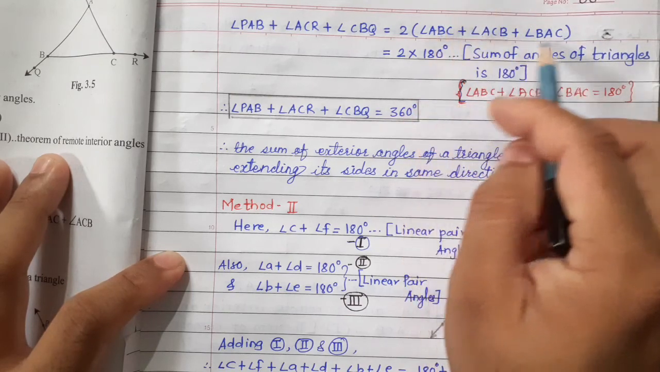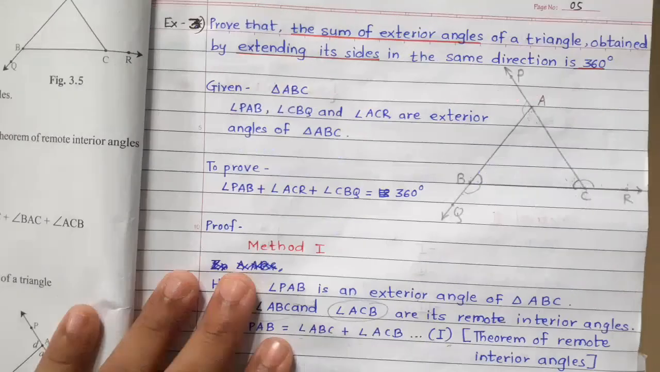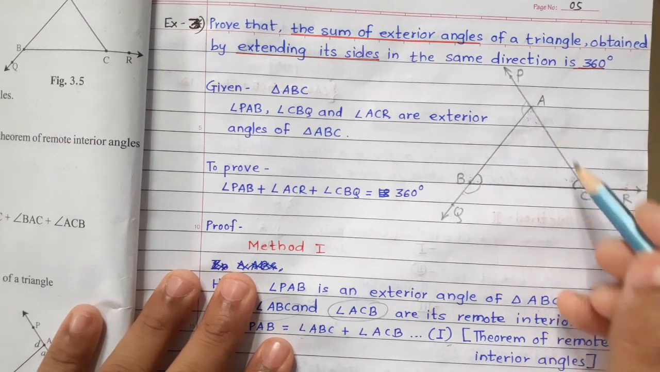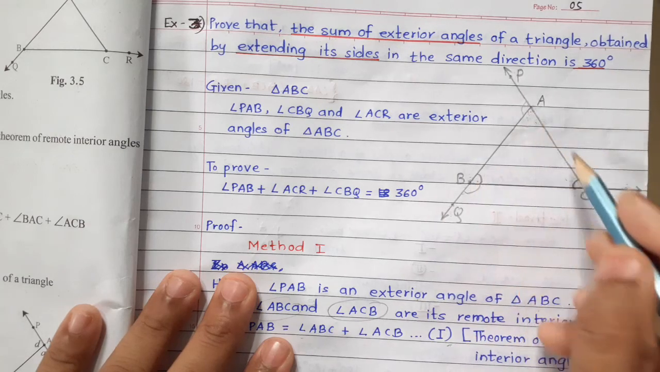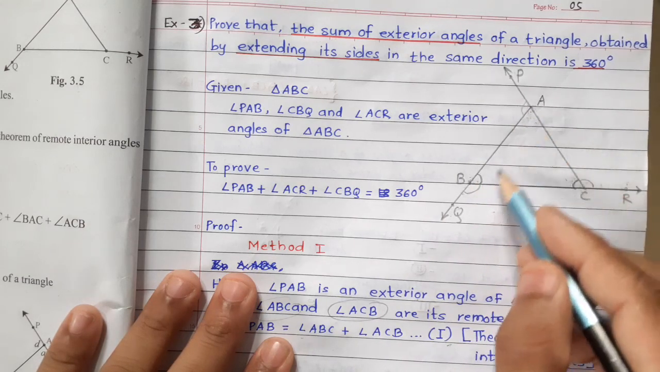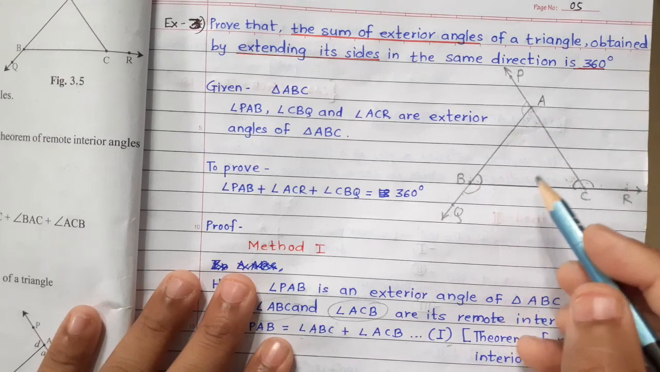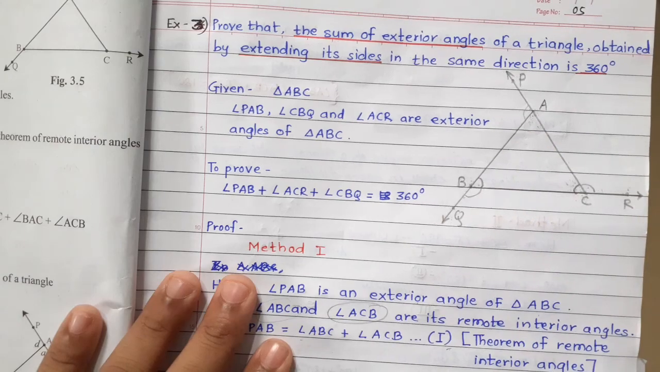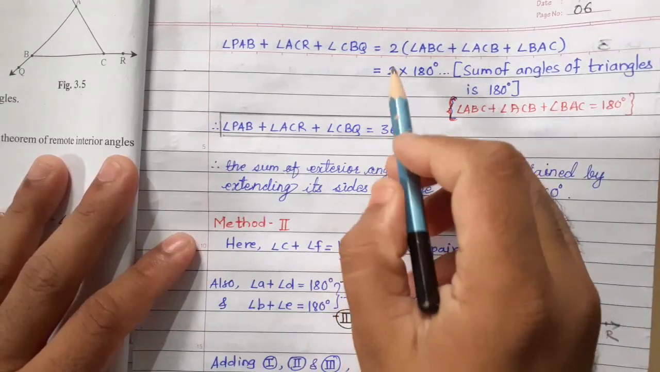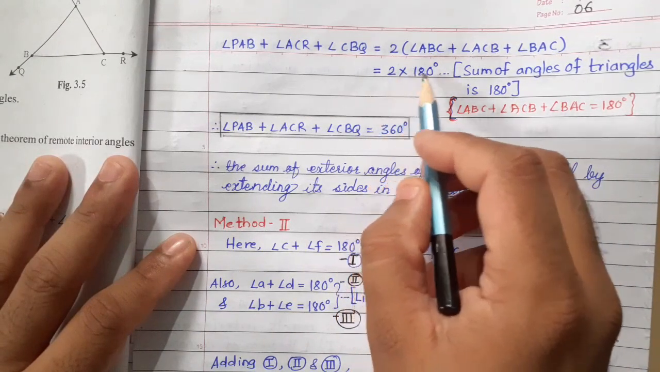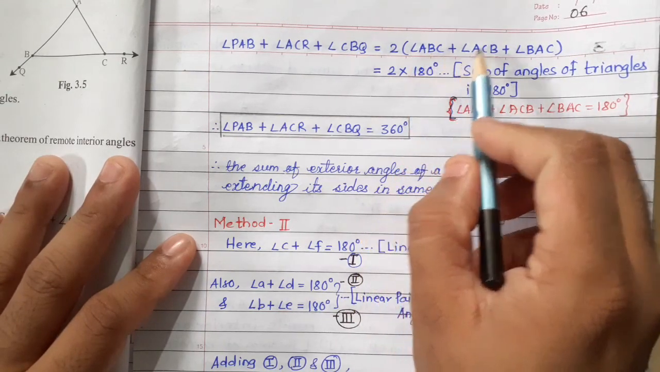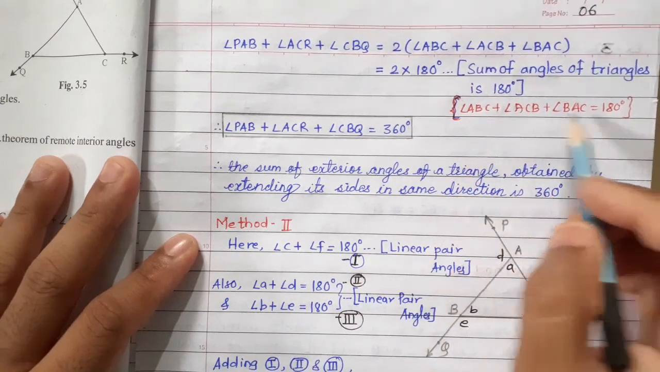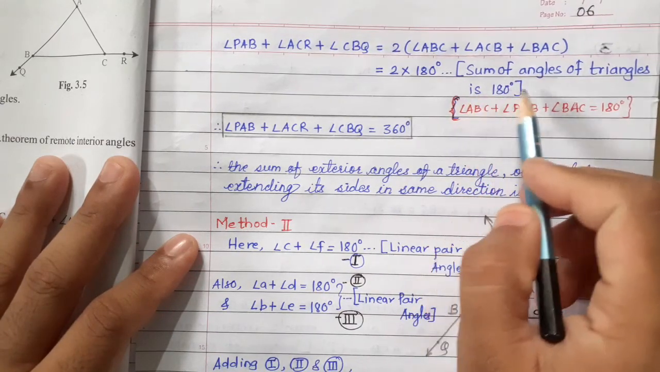These 3 angles are interior angles of the triangle. See, angle ABC, angle ACB and angle BAC, these 3 angles are interior angles of the triangle, and we know that the sum of angles of a triangle is 180 degrees. So we can write 2 multiplied by 180 degrees, because angle ABC plus angle ACB plus angle BAC is equal to 180 degrees. Reason is sum of angles of a triangle is 180 degrees.